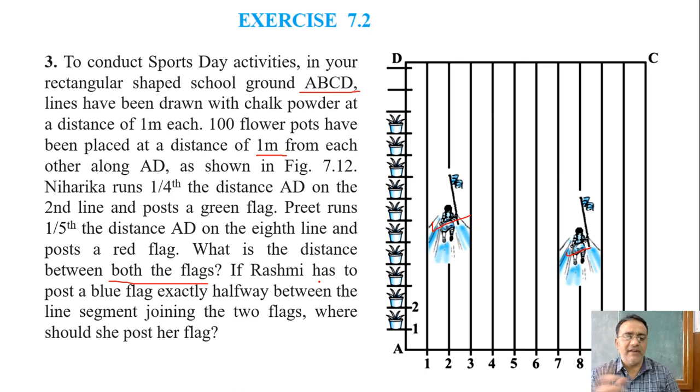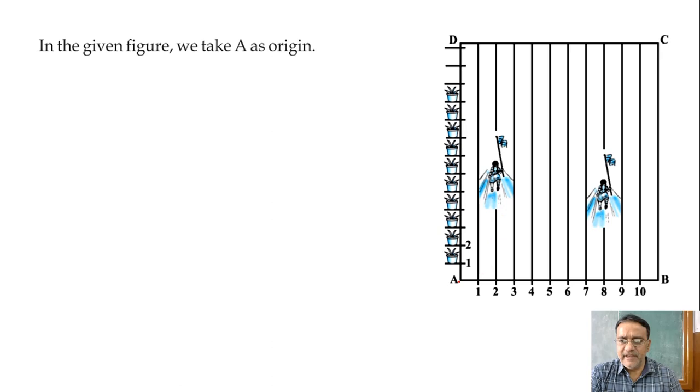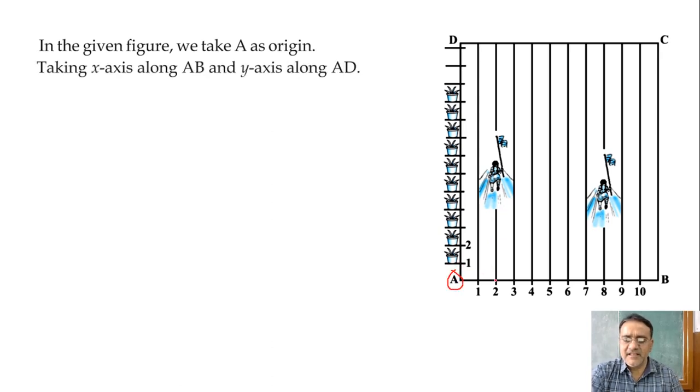So first of all we have to find the coordinates of the green flag and the red flag. So let us start with the first. We will take this A as the origin, and taking x-axis along AB, this is the x-axis, and AD along the y-axis. Y-axis along AD.